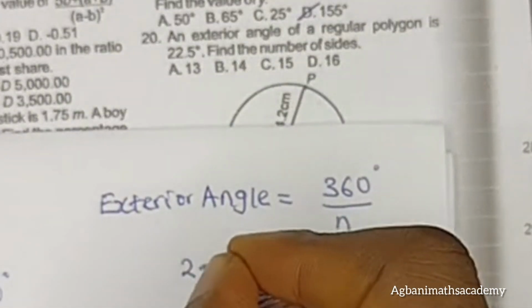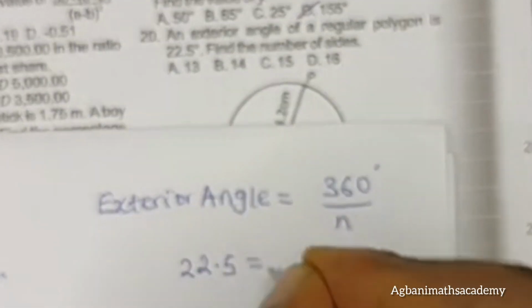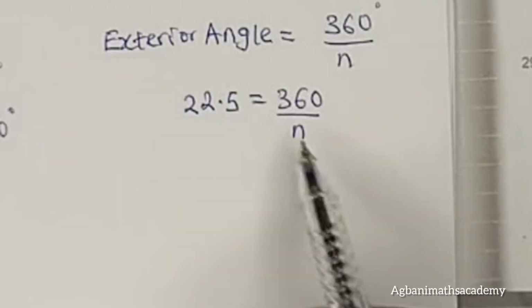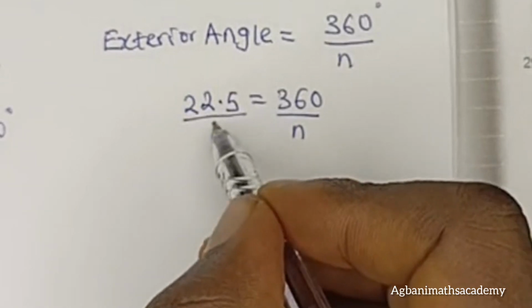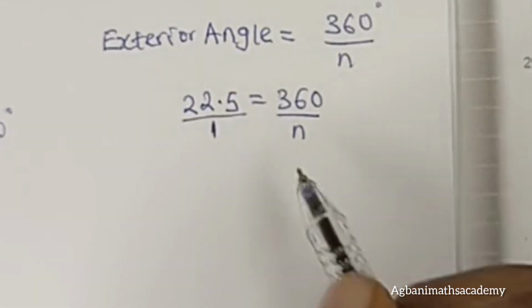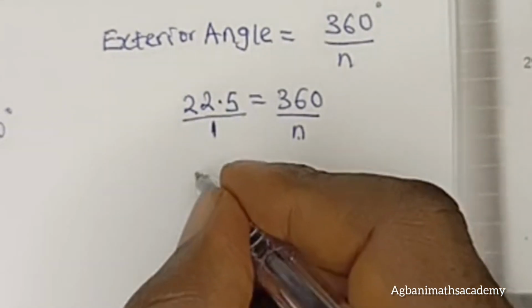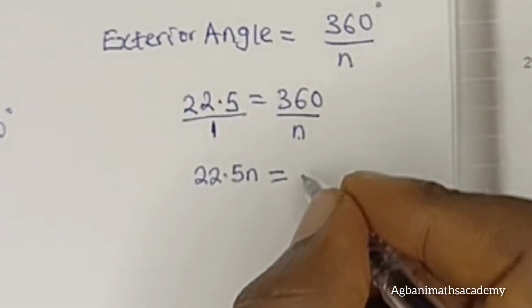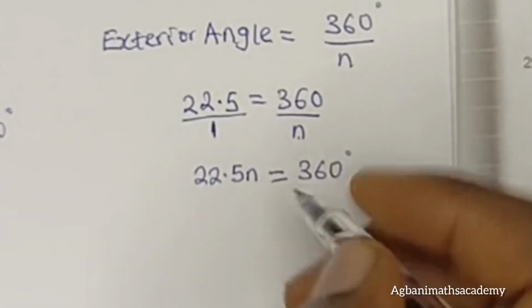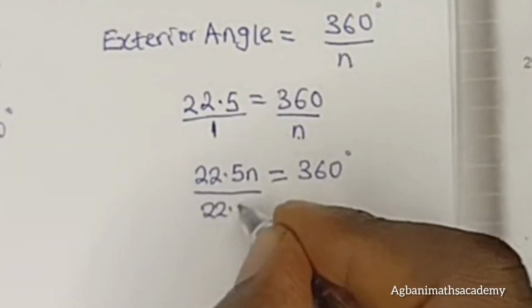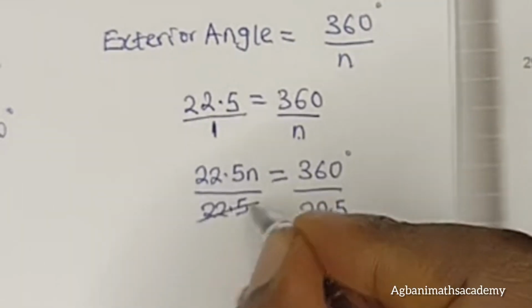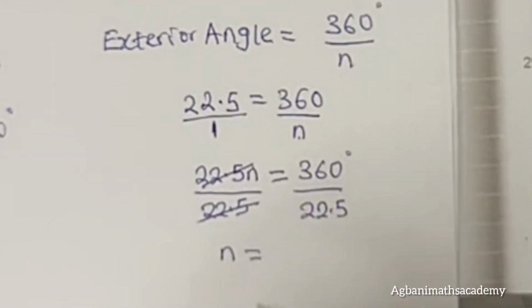So 22.5 is equal to 360 divided by n. So when you cross multiply, 22.5 is the same thing as 22.5 divided by 1. So n multiplied by 22.5 gives you 22.5 n. 1 times 360 gives you 360. So if you divide both sides by 22.5, n is equal to what? 360 degrees divided by 22.5.